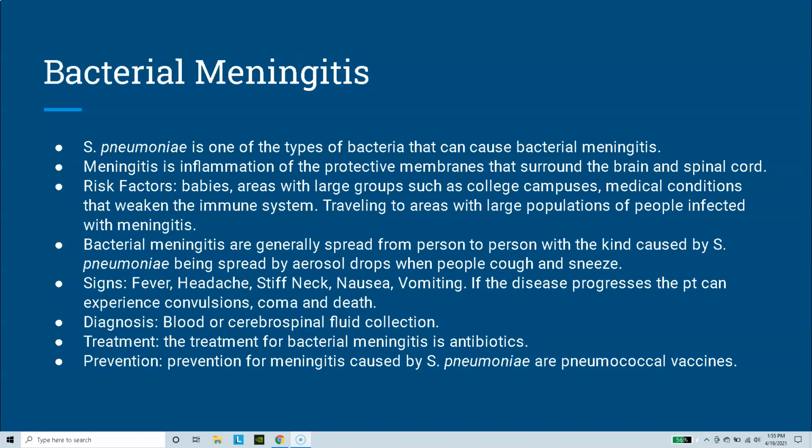Bacterial meningitis is generally spread from person to person, with the kind caused by Streptococcus pneumonia being spread by aerosol drops when people cough and sneeze. Signs are fever, headache, stiff neck, nausea, vomiting, and if the disease progresses enough, the patient can experience convulsions, coma, and death. Diagnosis is blood or cerebrospinal fluid collection. Treatment for bacterial meningitis is antibiotics, and the prevention for meningitis caused by Streptococcus pneumoniae is pneumococcal vaccines, which are also one of the prevention methods for the pneumococcal pneumonia.